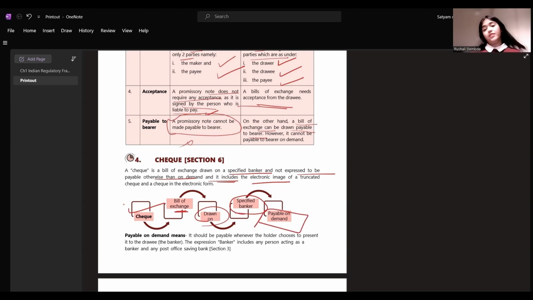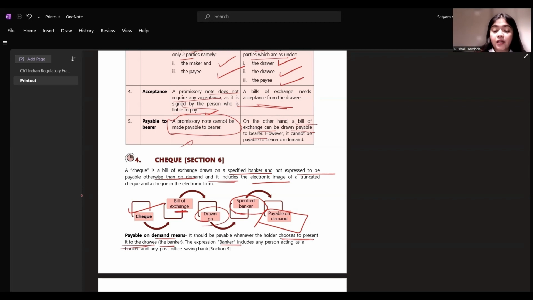Whenever the check is given within 3 months, it is to be given to the bank and they can encash their money. Payable on demand means what? We have heard that payable to bearer on demand is not possible in a bill of exchange. But what exactly is payable on demand? It should be payable whenever the holder chooses to present it to the drawee, the banker.